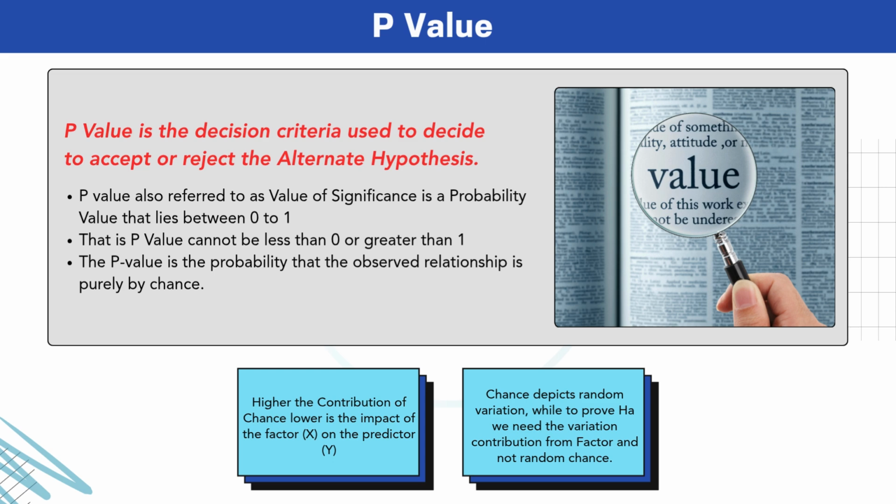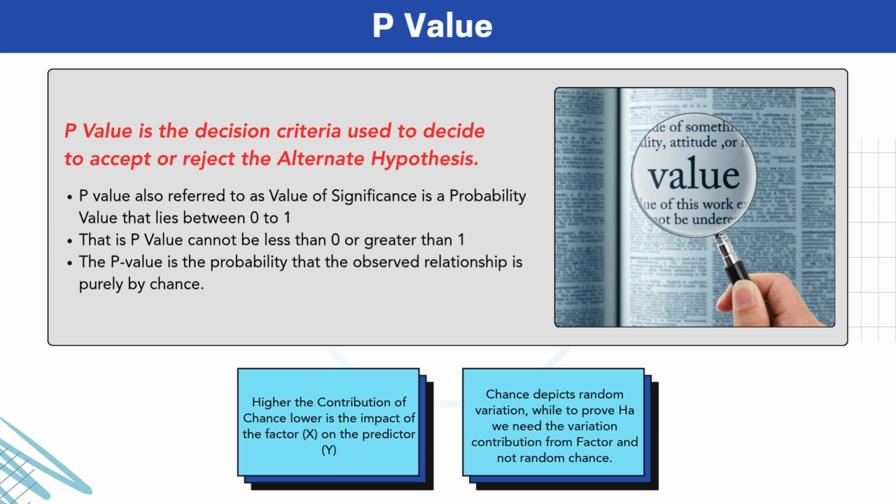Now look at the two supporting blocks below. 1. Higher the contribution of chance, lower the impact of X on Y. This means if your p-value is high, most of the variation in your response, Y, can be attributed to randomness, not the factor, X, you're testing. So, high chance equals weak evidence equals low confidence in X impacting Y.